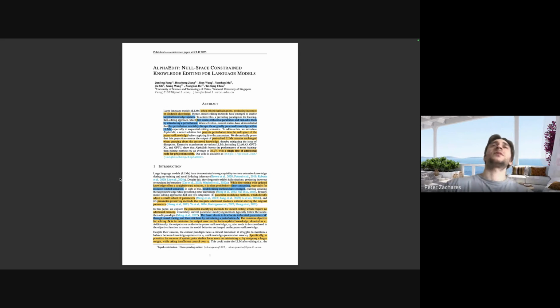Hey everyone. So today I'll be presenting this paper. The title is AlphaEdit: Null-Space Constrained Knowledge Editing for Language Models.